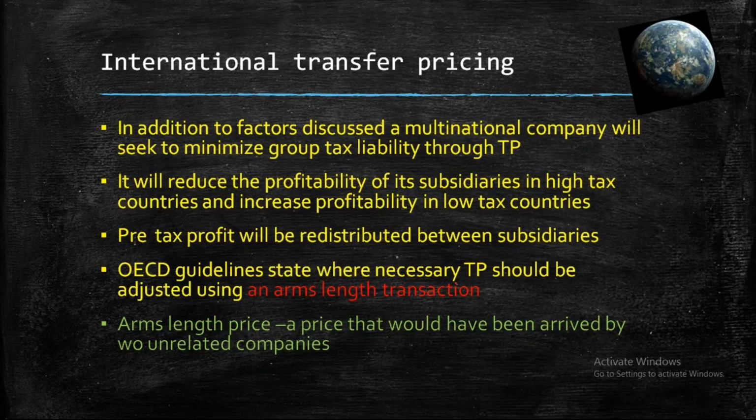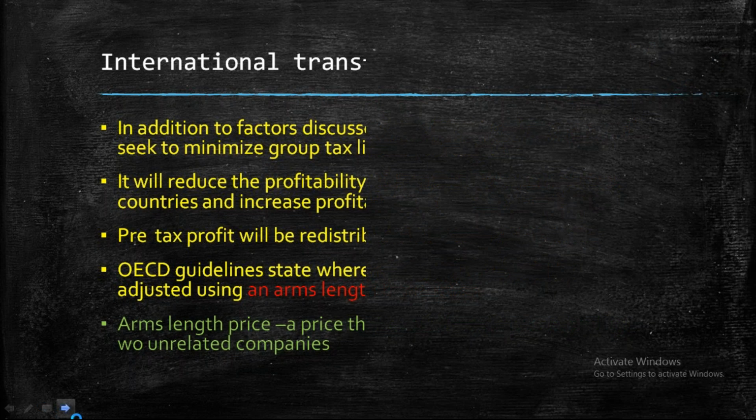So there are some guidelines given by the OECD, the Organization for Economic Cooperation and Development. They say transfer pricing should be adjusted using an arm's length transaction. You can't deliberately increase the price and transfer it. You must look at the normal course of business: if you have produced a film like this, at what price will you sell it to Japan? That should be the price. So if the price is normally 300 million, you can't make it 400 million, because then it's not an arm's length transaction. An arm's length transaction is a price that would have been arrived at by unrelated companies. So that's international pricing.